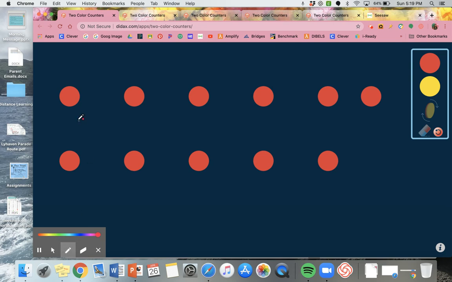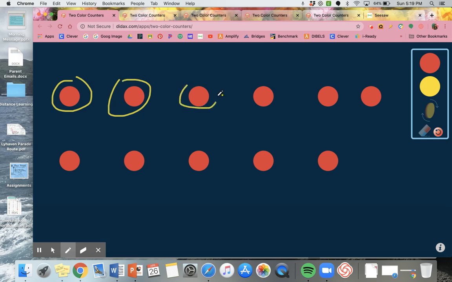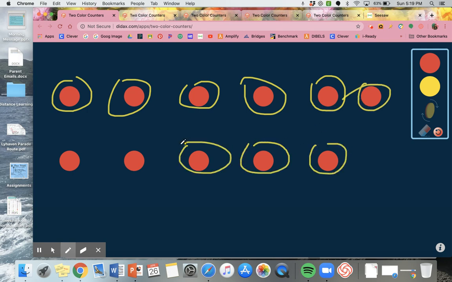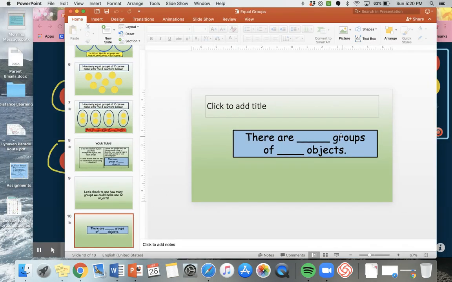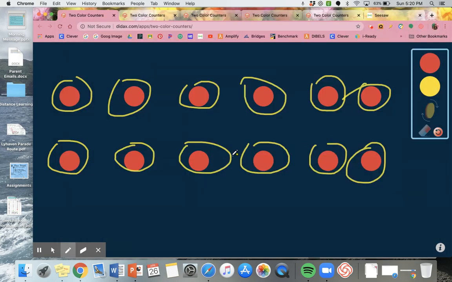Now I'm going to draw a circle around each group. I have 1 in each group. 1, 2, 3, 4, 5, 6, 7, 8, 9, 10, 11. I need 1 more. 12. So the reason why this is easy is because it's easy to just make groups of 1. I have 12 groups of 1. So if I were going back to that sentence, there are 12 groups of 1 object. I would take that S off because it's singular.